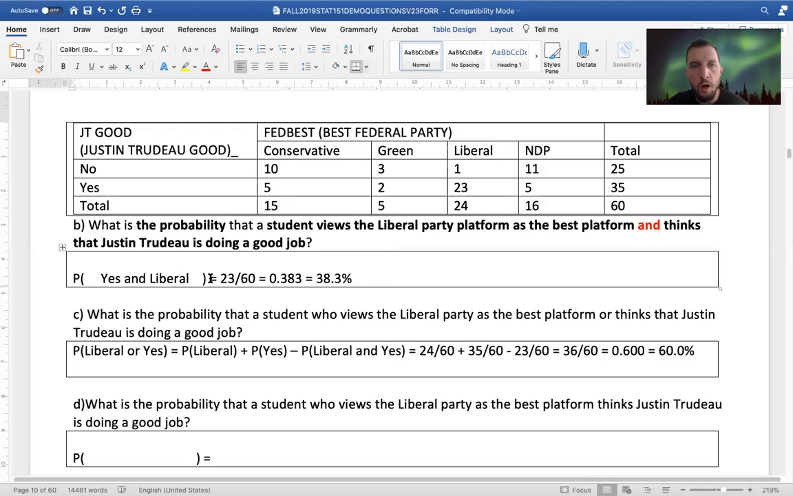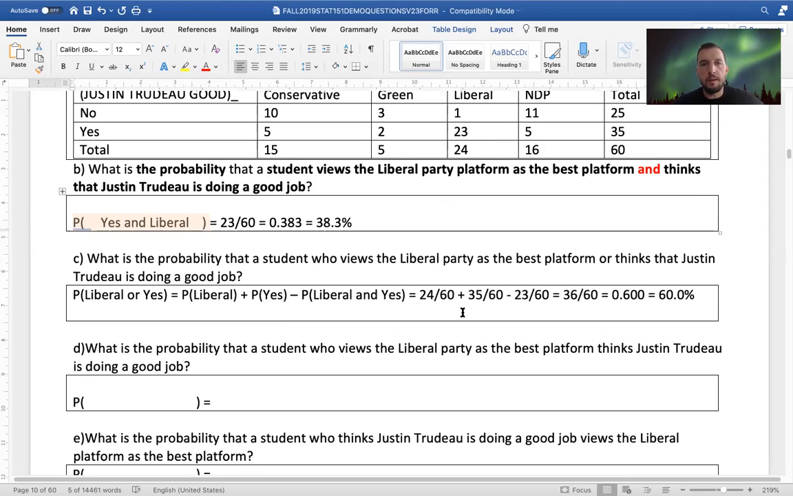Okay, so our probability statement is the first part in brackets here. So the question asks for the probability statement. That's P, yes, and liberal. Then it asks for the fraction. That's the 23 over 60. Then we have our decimal to 3, or we have our answer to 3 decimal places. And then we have our percentage.